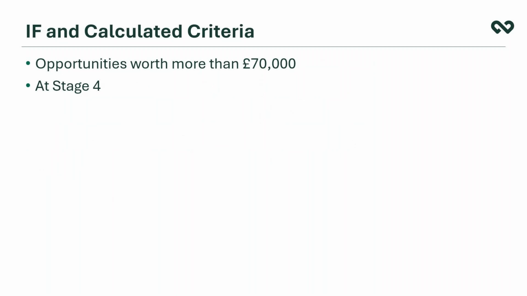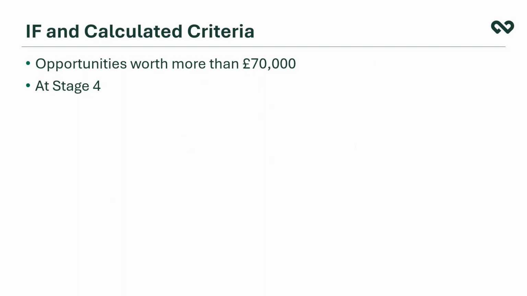A good use for an if formula is when you want to add a criteria to a report that looks at one value or another. An example of this could be that you want a report to show opportunities that are worth more than 70,000 or are at stage 4. Normally, when you add multiple criteria, it only shows rows that meet all the criteria that you add. By using this approach, it means that you can see rows that are stage 4 or are more than 70,000.